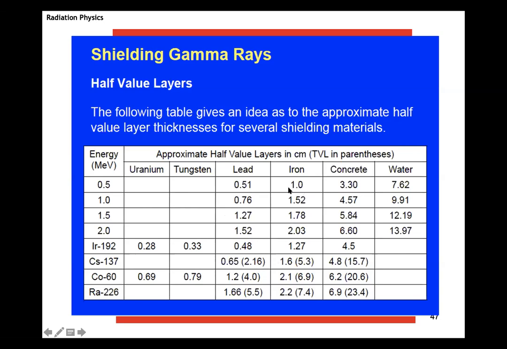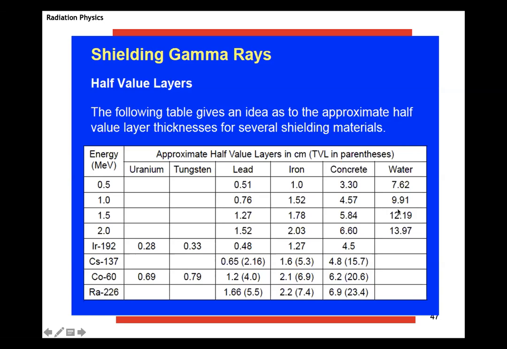These in parentheses are the tenth value layers for lead, for iron, for concrete. Keep in mind that lead, iron, concrete, and water are probably the most common that you will face, because of course concrete is everywhere. When you have shielding, you almost always have concrete because you have walls. And then you generally use high density material for shielding photons, like lead and iron. And then of course you have water in the body.